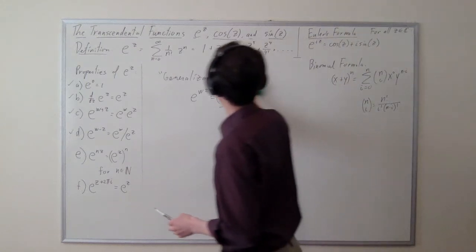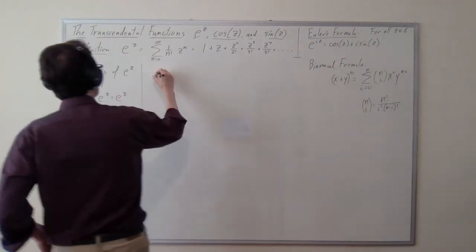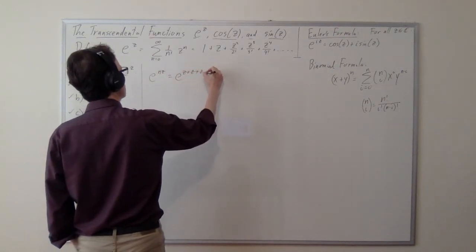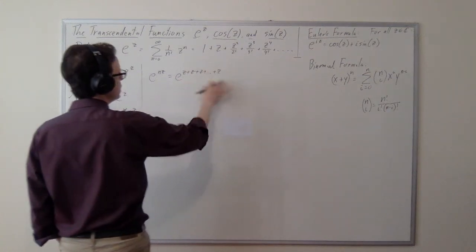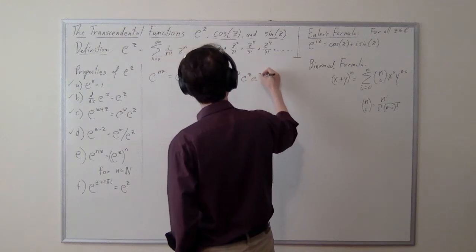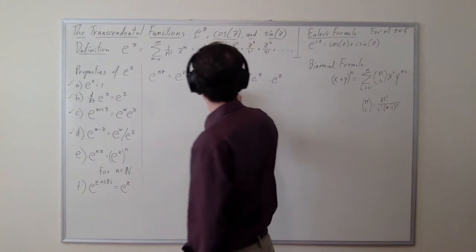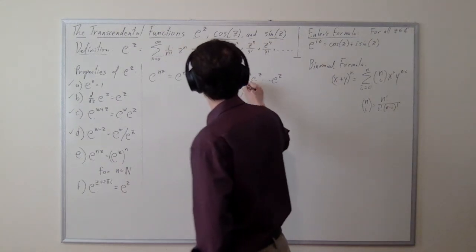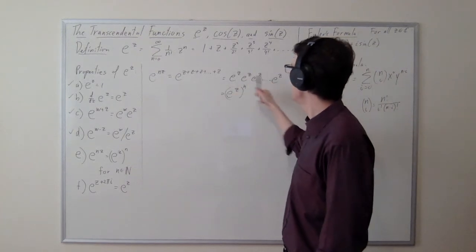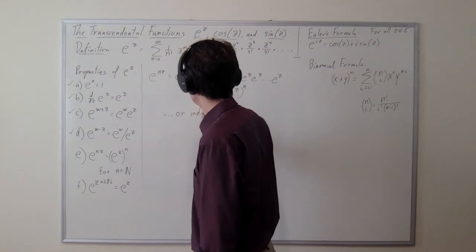So that said, the proof of E is just totally trivial. E to the nz is equal to e to the z plus z plus z plus z, and how many z's are there? N, of course, which is e to the z, e to the z, e to the z, e to the z, by repeated application of C, which is e to the z to the n. And I mean, if you don't trust the dot dot dots, you could do an induction on n.